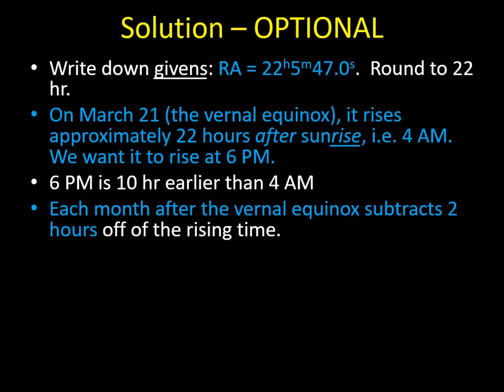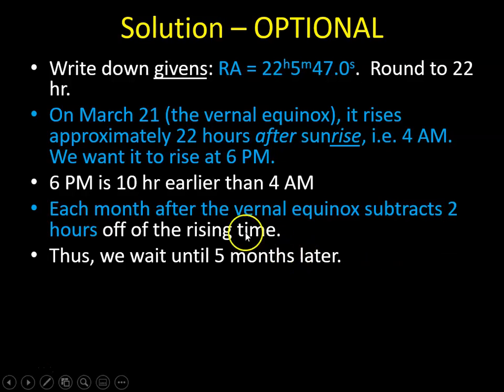It means that each month after the vernal equinox subtracts 2 hours off of the rising time, because our sun's right ascension increases by 2 hours per month. So that means the rising time of background stars is going to decrease by 2 hours each month. So we want to wait until 5 months later so that it rises 10 hours earlier than 4 a.m. Because after all, we want it to rise at 6 p.m., that is sunset.